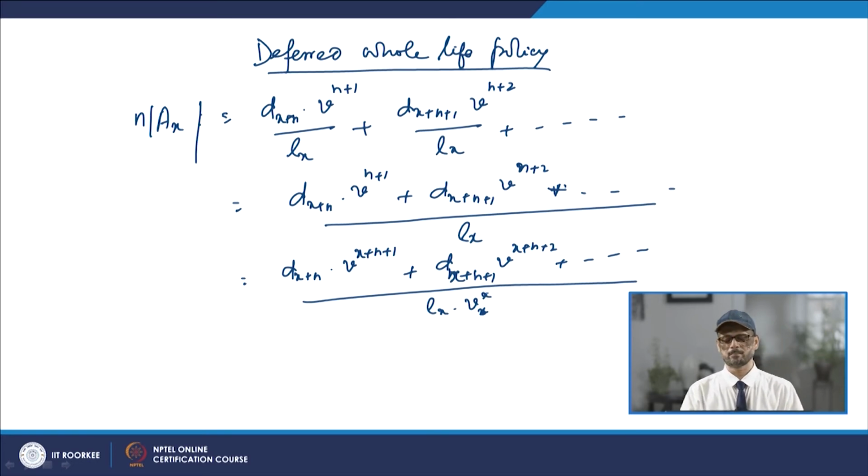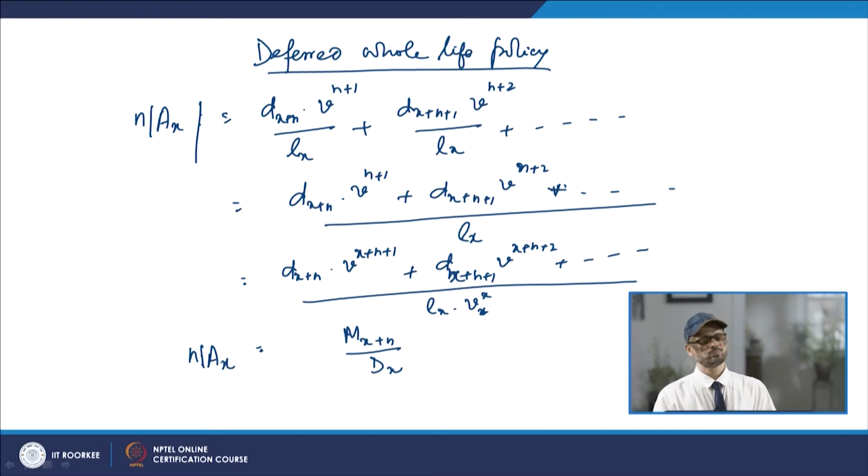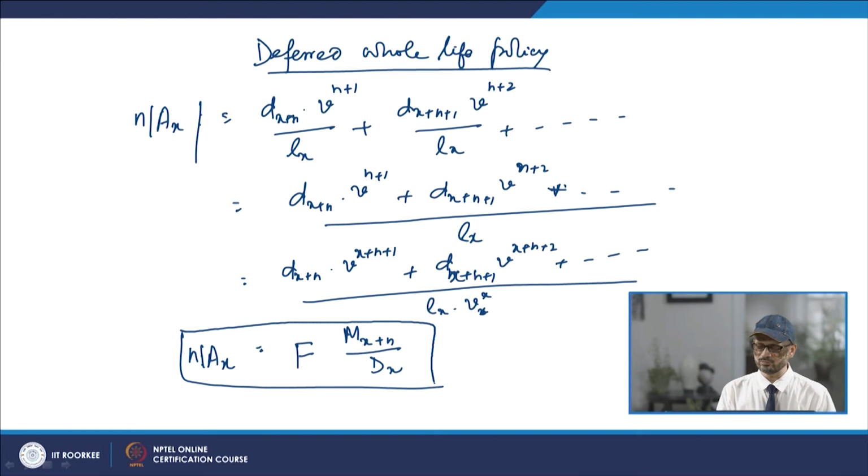Now, this summation will be M of x plus n. So, this will be Mx plus n, and this will be divided by dx. So this n Ax value will come as Mx plus n by dx, and if you are going for the face value of F, that will be the value of the single premium when it is deferred for n periods, times the face value.